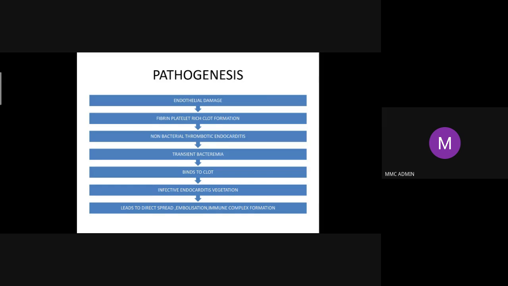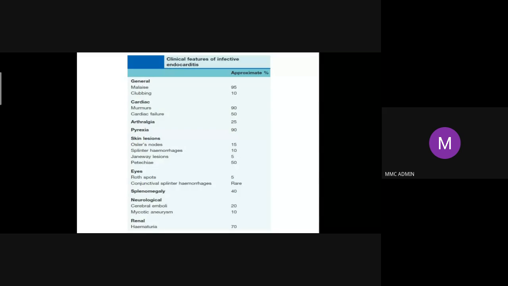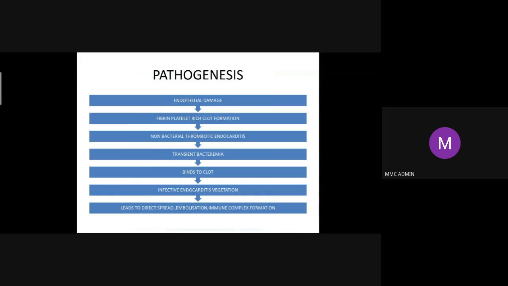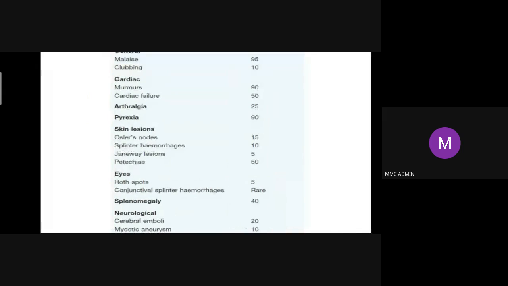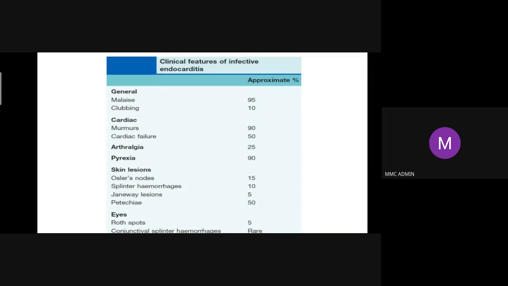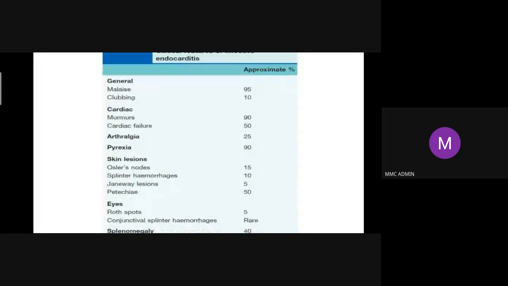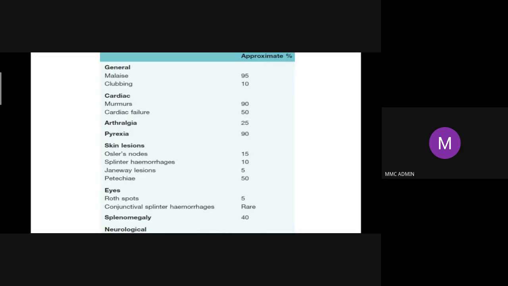After the pathogenesis, we'll see the clinical features of infective endocarditis. The vegetations will lead to embolization, thereby forming, most importantly, skin lesions. First, general symptoms include malaise and clubbing. The cardiac features include murmurs, heart failure, arthralgia, and pyrexia. The most common symptom will be pyrexia.